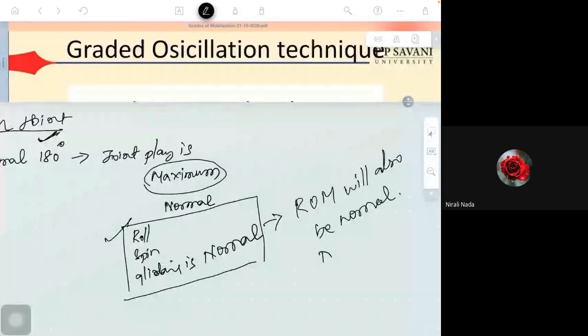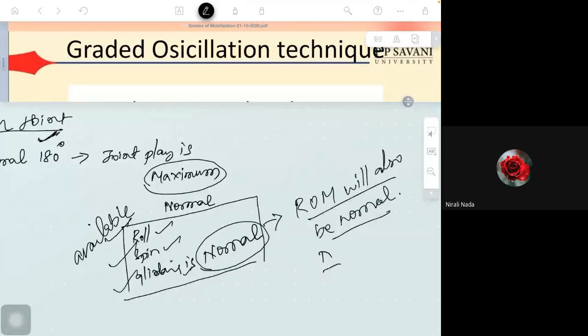If rolling, spinning, and gliding are available and normal, then the range of motion will also be normal.